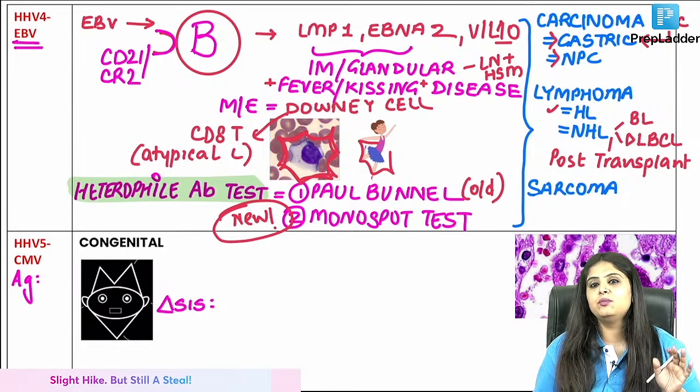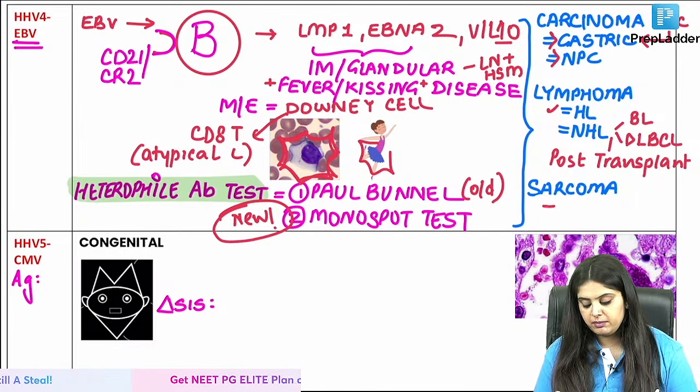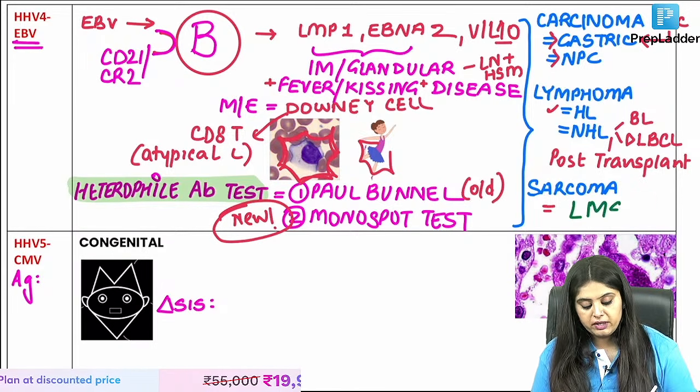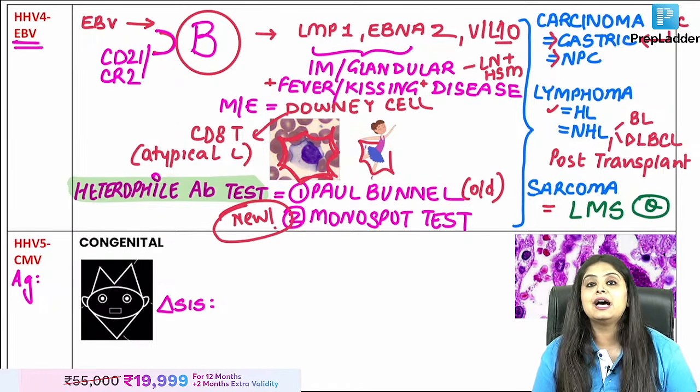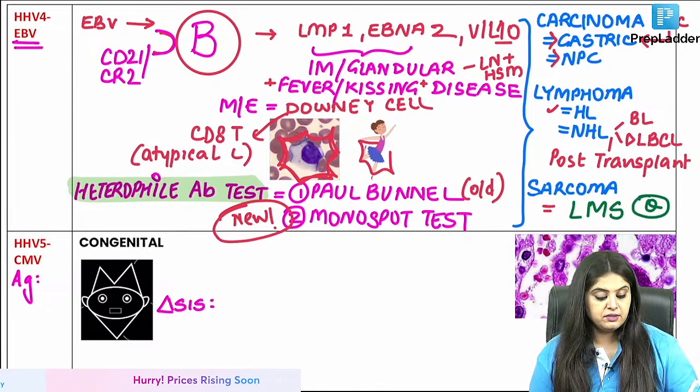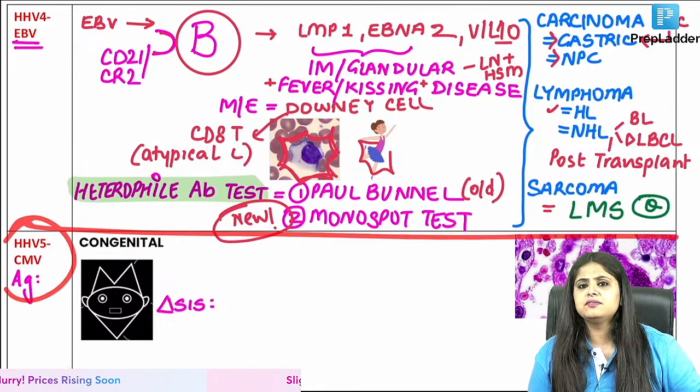But sarcoma, only INI-CET students will tell me. Which sarcoma does it cause? Leiomyosarcoma. This could be a question only in INI-CET. I don't expect it in NEET also. Coming further, EBV done. Now I come down to the last one.